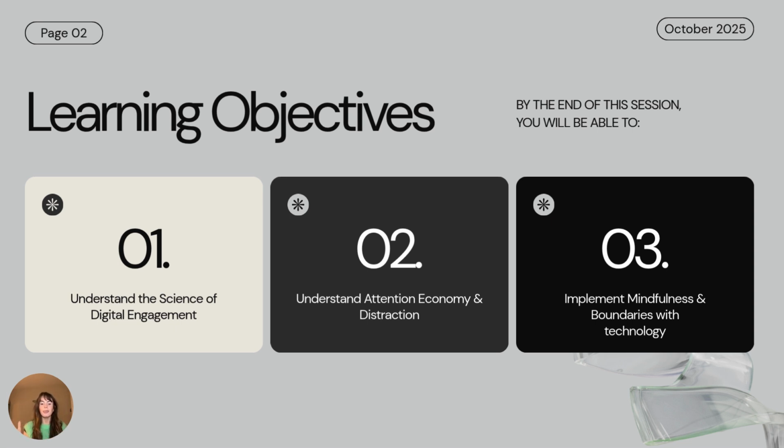These are the top three things that I want to bring you through today and give you an understanding of. The first is understanding the science of digital engagement. The second is understanding attention economy and distraction. And the third is implementing mindfulness and boundaries with your technology.